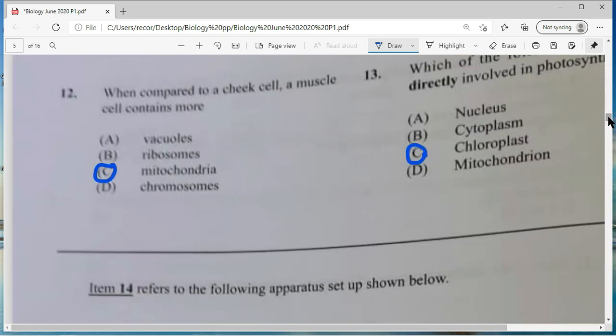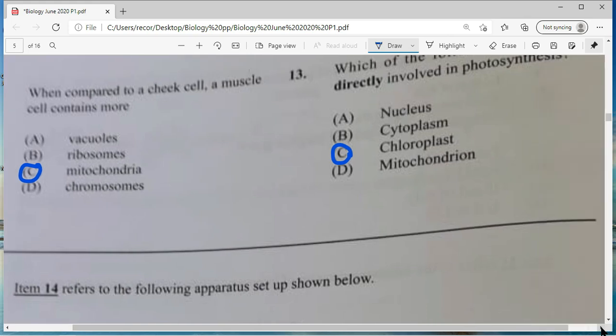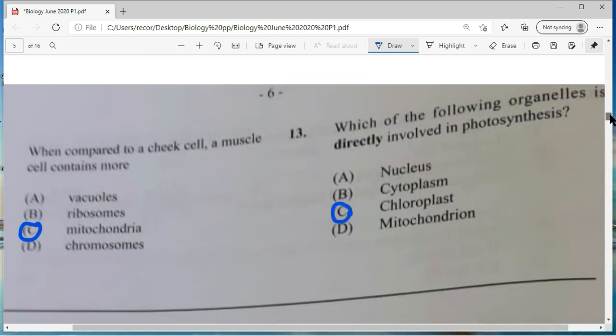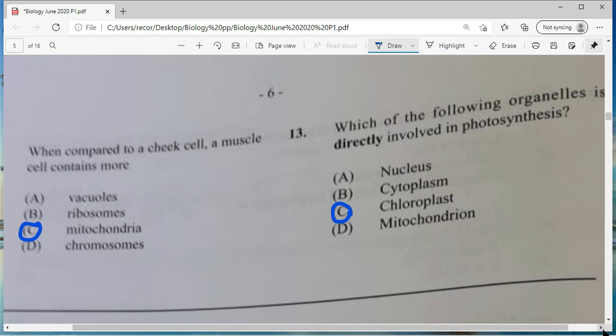When compared to a cheek cell, a muscle cell contains, this is going to be mitochondria. Like the liver cell, the muscle cell is going to contain more mitochondria. The vacuole is pretty much going to be the same, except for the size in plant and animals. But this is looking at a cheek cell, so we don't need to go any further. C being the answer there. I will move on over to question number 13.